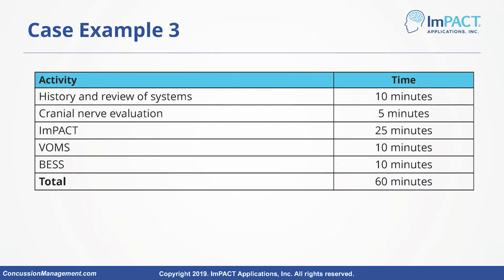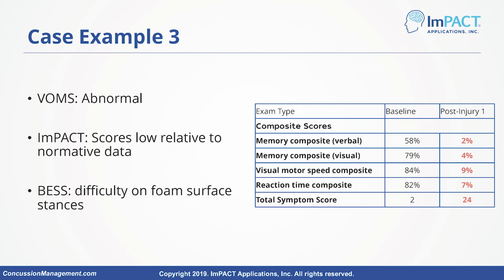In total, her initial evaluation at the concussion clinic was 60 minutes. Again, 10 minutes for history and review of systems, 5 minutes for cranial nerves, 25 minutes for ImPACT, 10 for VOMS and BESS. Very low VOMS score, very low ImPACT score, and difficulty with the BESS.